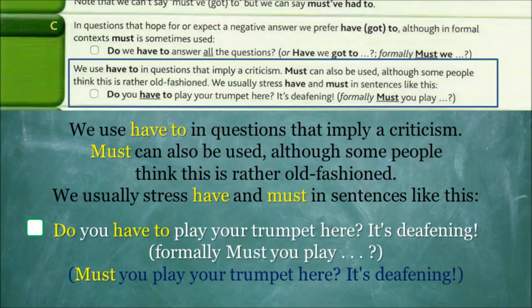We use have to in questions that imply a criticism. Must can also be used, although some people think this is rather old-fashioned. We usually stress have and must in sentences like this. Do you have to play your trumpet here? It's deafening. Formally, must you play your trumpet here? It's deafening.